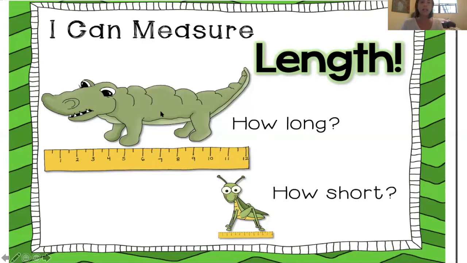How long? So this alligator is long, okay? We're measuring it from this end to this end. And how short? We're measuring the length, this end to this end. We have to measure the same. Which one is longer? You should have said the alligator. Great job. Which one is shorter? You should have said the grasshopper, I think. So length is how long something is. He looks like he's 12 inches long. He looks like he is 10 inches long.